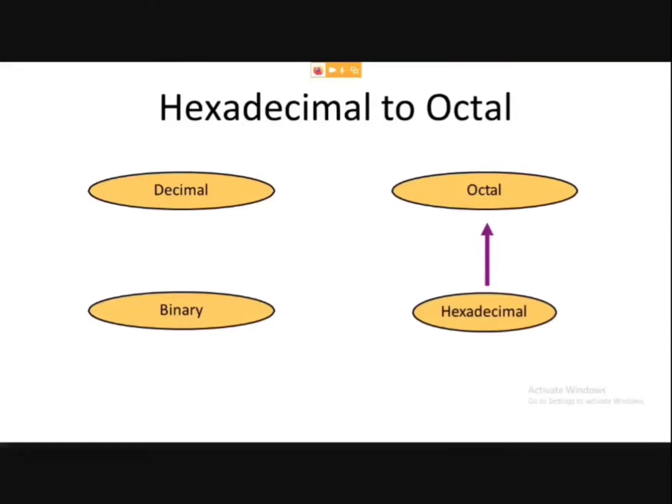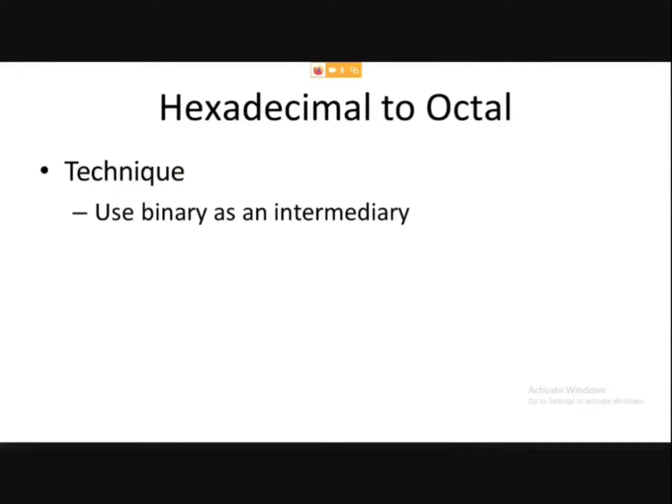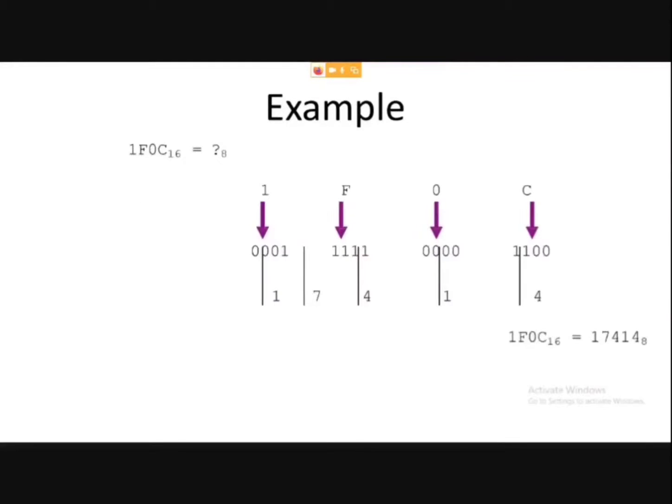Now going to hexadecimal to octal conversion. Again, we will be using binary as an intermediate. Now 1F0C is the number in hexadecimal. If you want to convert this into octal, I will write these digits 1, F, 0 and C as 4 bits separately. C is actually equivalent to 12, and F is actually equivalent to 15.